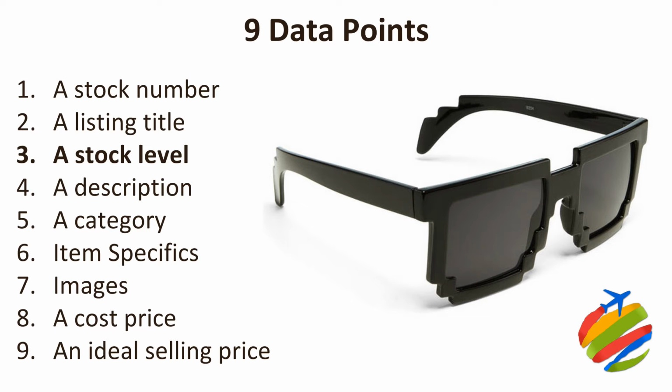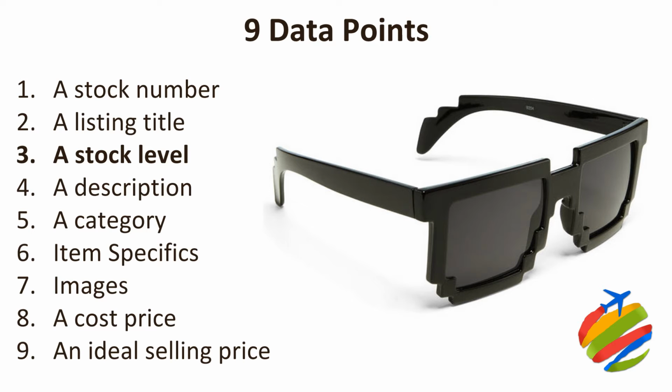Item specifics, they should port almost directly across to the different international sites. And again, there will be some which are specific to each site, but as a general rule of thumb, they're going to be like for like. Images, a cost price, and an ideal selling price. Those are the basic data points which you would need to enter about a product, whether you're using a sell your item form, TurboLister, or a piece of multi-channel software.